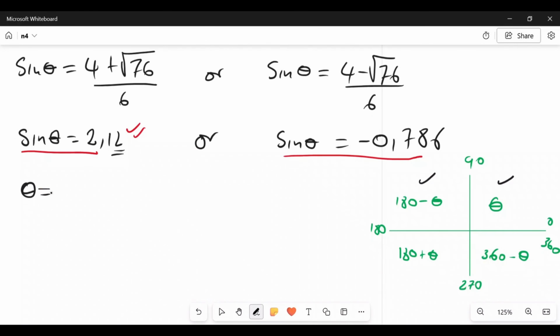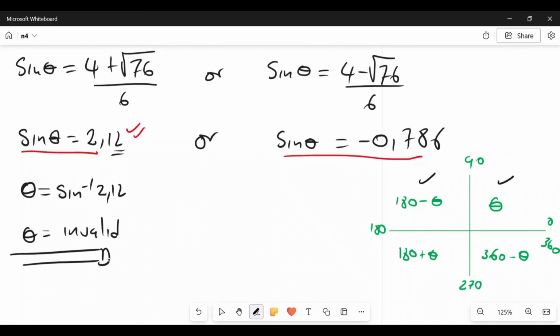If we say theta is equal to, we're going to transpose sine to the other side. It's going to become arcsine 2.12. What do we get? The answer is going to be invalid. Meaning, for this one, theta is error or invalid.